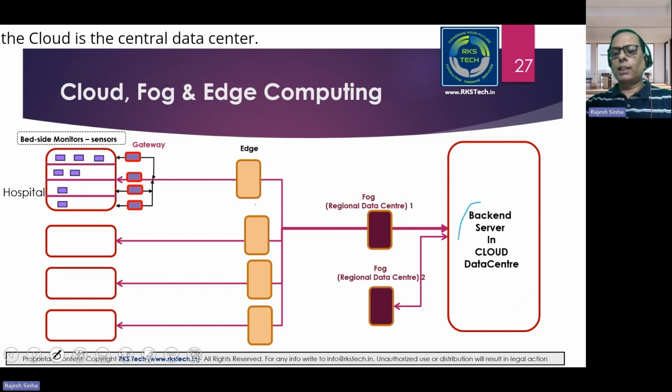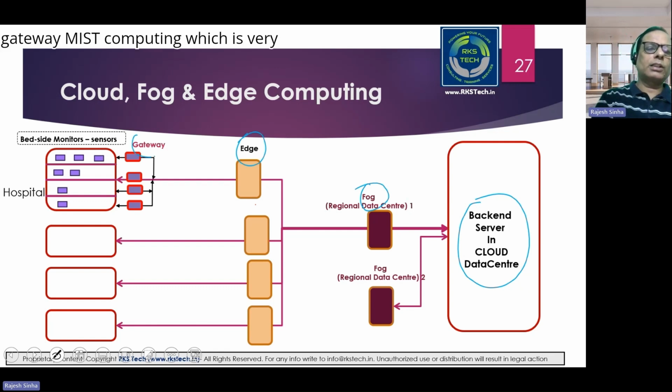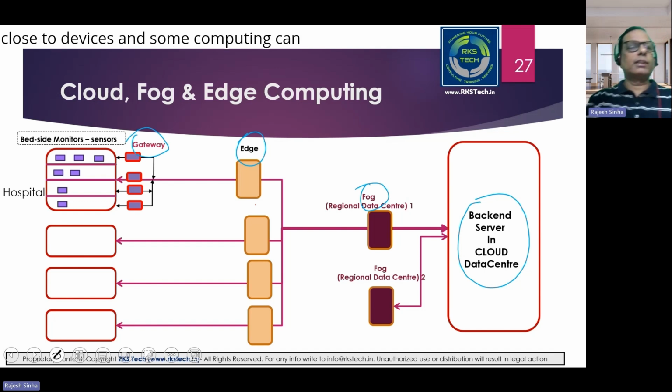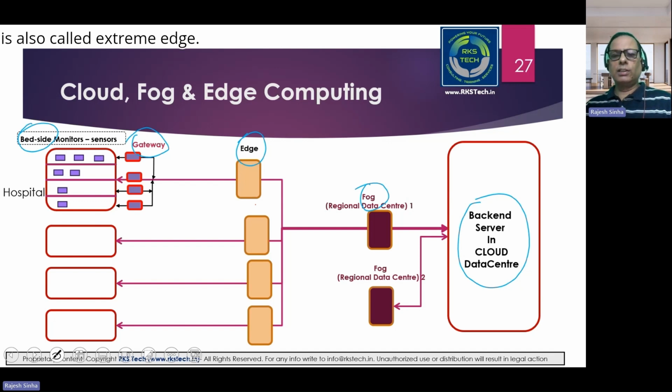So cloud is the central data center, fog is the regional data center, edge is in closer proximity to user, probably in the same building. Then we have gateway, mist computing, which is very close to devices, and some computing can happen in device itself. Mist computing is also called extreme edge. So this is how multi-layer processing is being done.